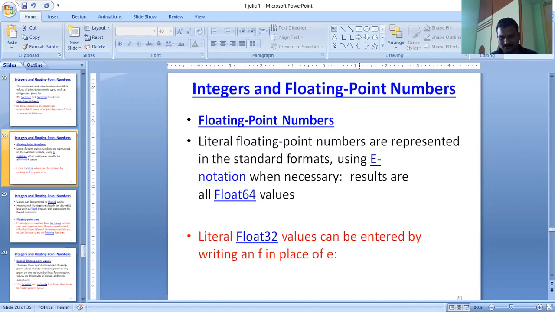If it comes to literals, how can you represent the literal value here? Literal 32-bit values versus 64-bit values. The literal 32-bit values can be entered by writing an f in place of e. Here e is for the 64-bit, and f is for the 32-bit values. For example, take this one.